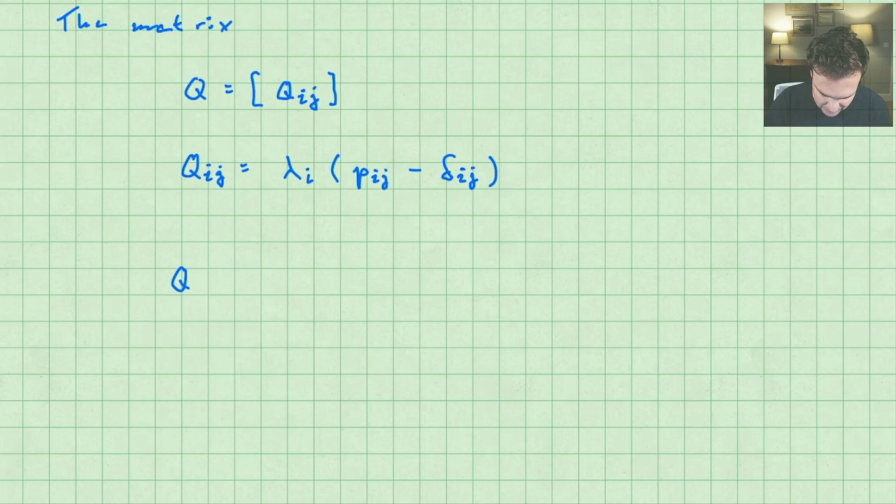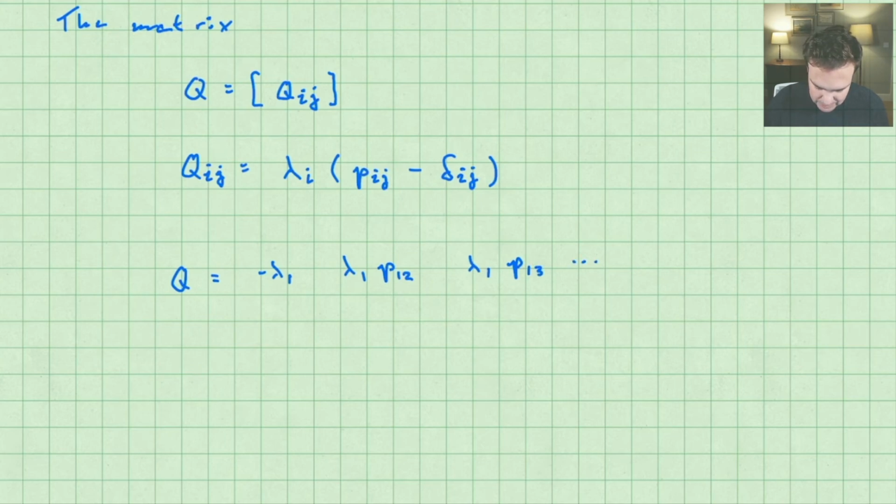It looks something like this. So how does Q look? Let's just look at the first row. When i and j are both 1, P_ij is 0 and the delta ij is 1. So we get minus lambda 1. Then the next element is lambda 1 P_12, the next element is lambda 1 P_13, and so on.